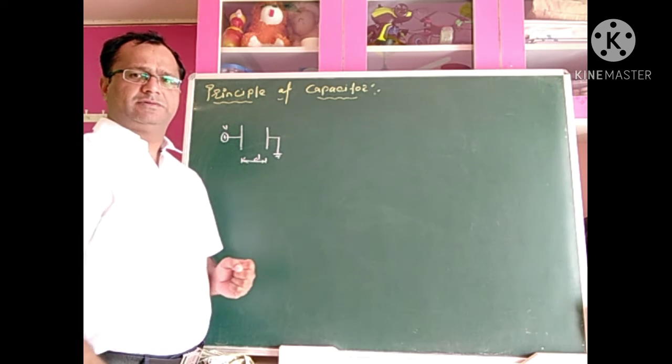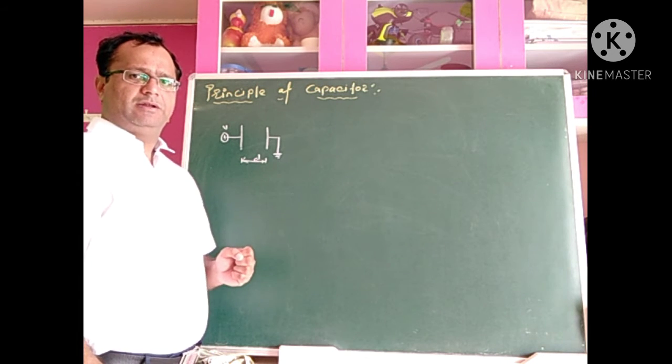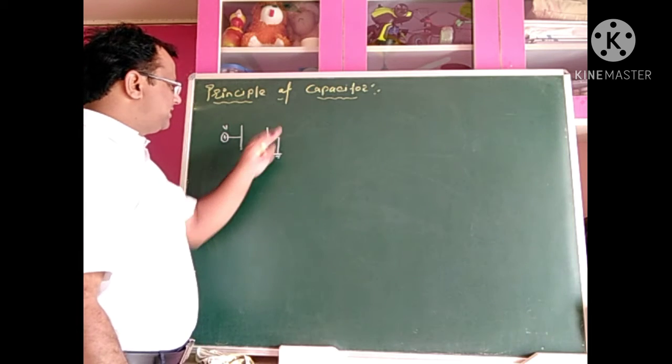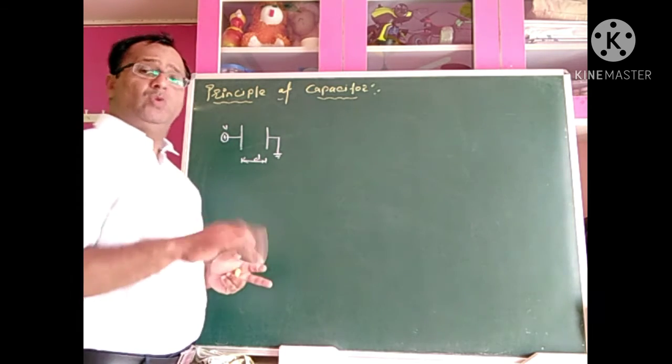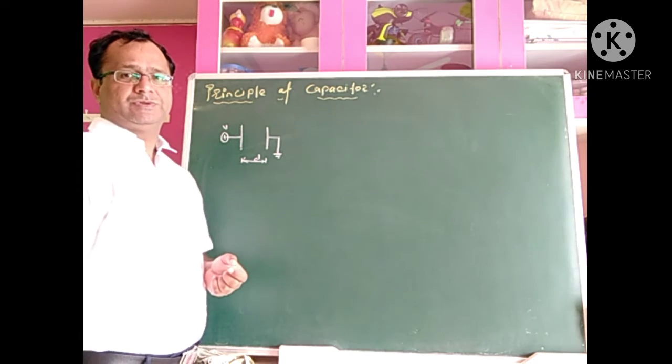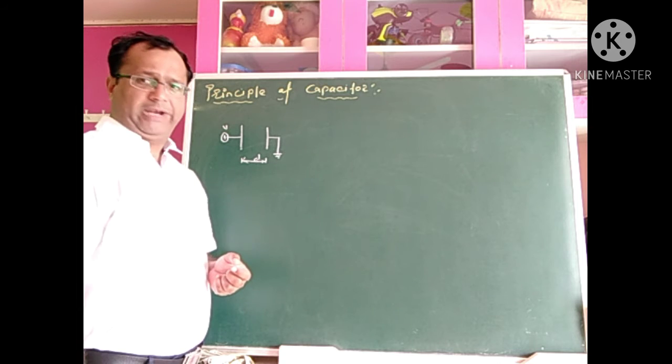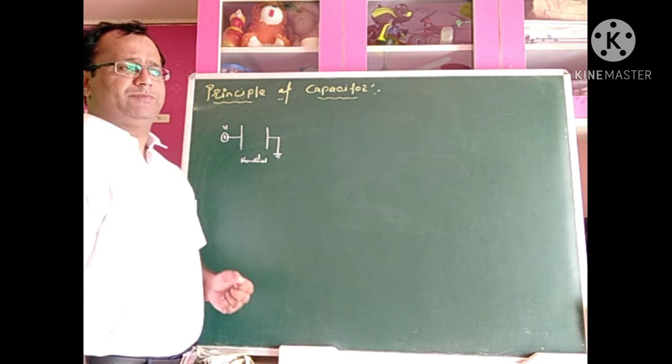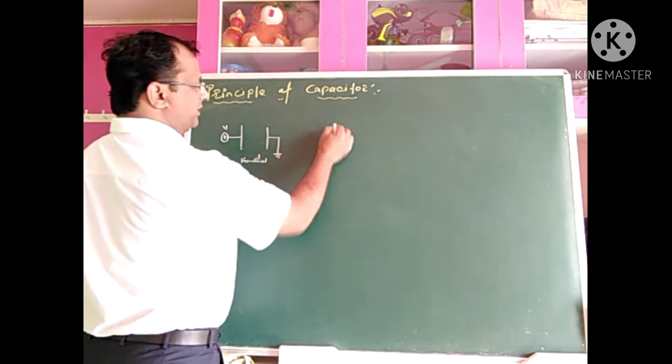But now the question is, why are two conducting plates used inside the capacitor? So here we want to look at the answer, starting with the first case.